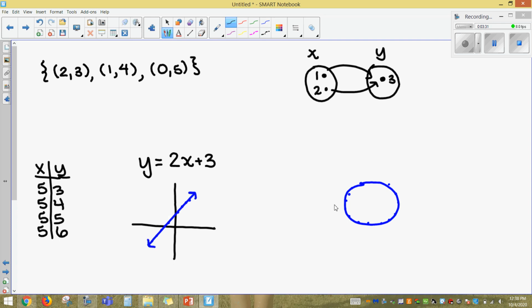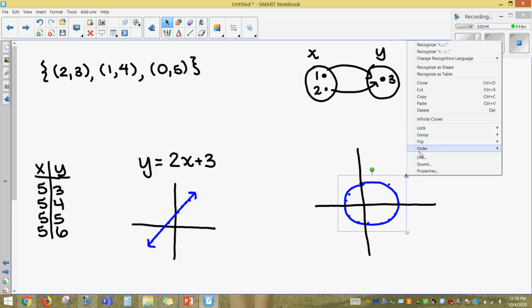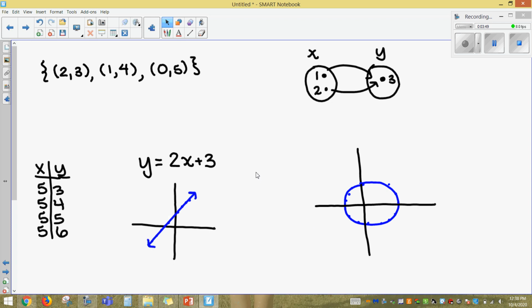I'm going to go ahead and put the axes in here. If I can draw my lines straight enough. Hey, that's not awful. Didn't do what I wanted, but that's okay.